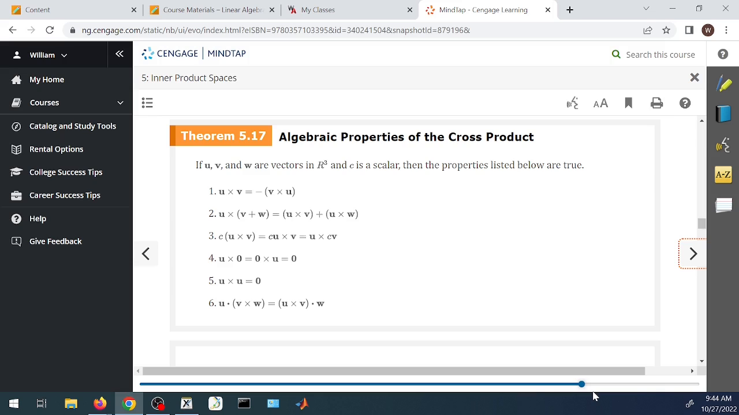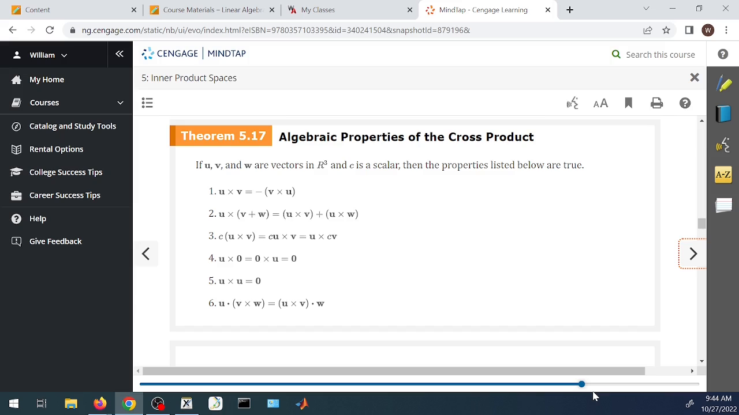Notice that a constant multiple times the cross product of U and V is a constant multiple of one of them with the other, just like the dot product, not both of them. Right? So it's multilinear in the same way that the dot product is. Notice also, though, that the cross product distributes over addition.